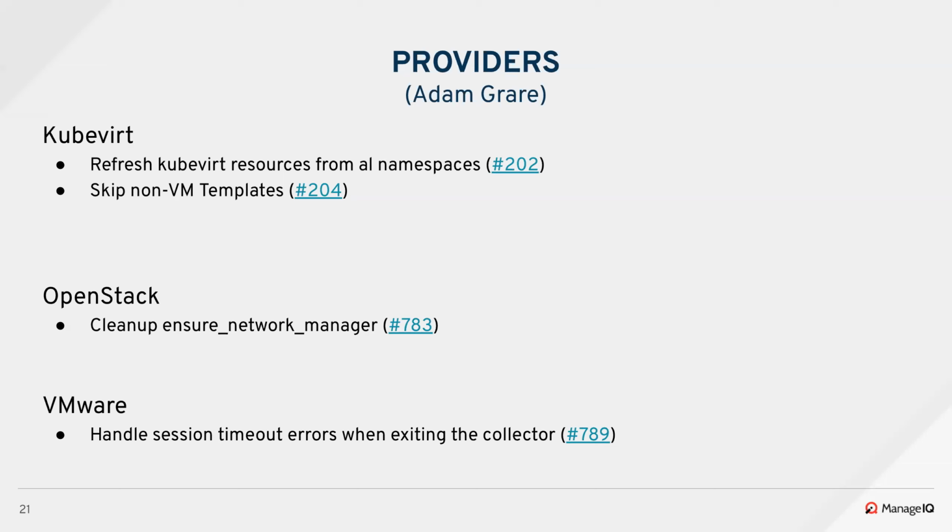For OpenStack, Keenan cleaned up the ensure network manager method to bring it back in line with what we're trying to do to keep things consistent across all the providers and remove as much special logic in there as possible. And on VMware, we handled session timeout errors. If you exit the collector after the session timed out, it was raising an exception, which was taking down the worker, as opposed to what it was supposed to be doing, which is just restarting the collector. And that's it for providers.